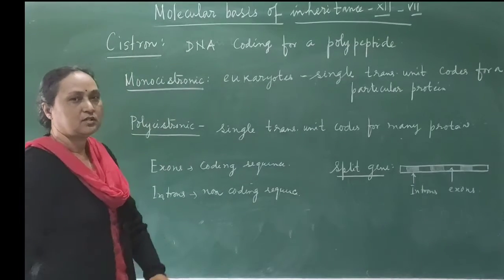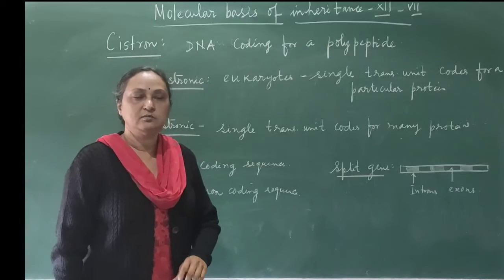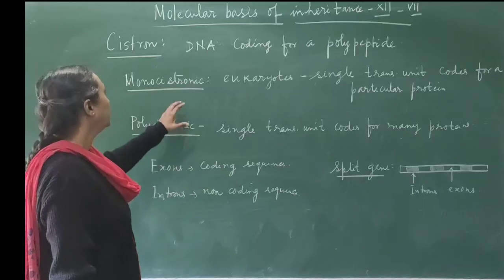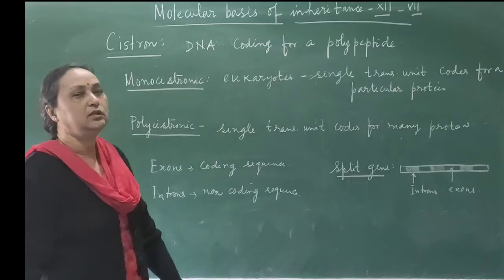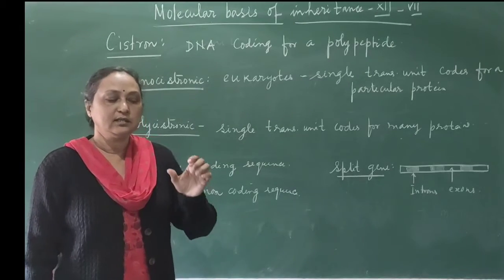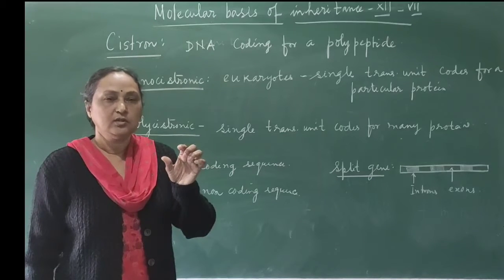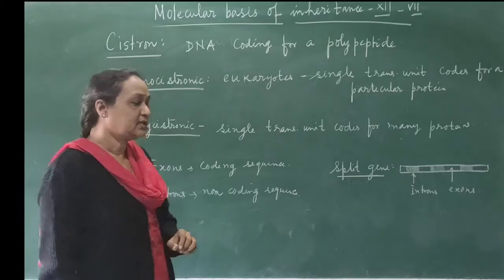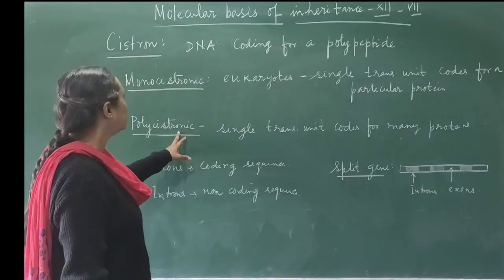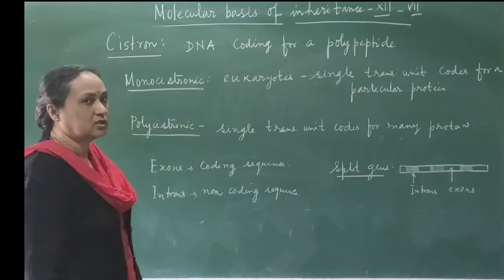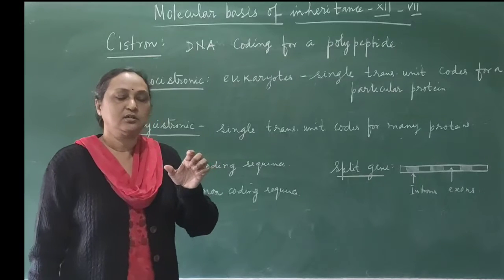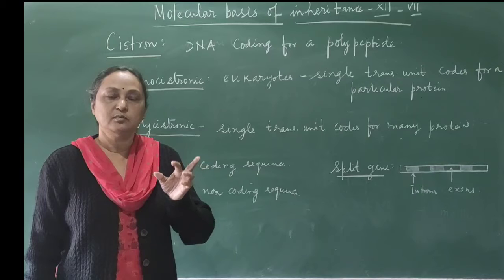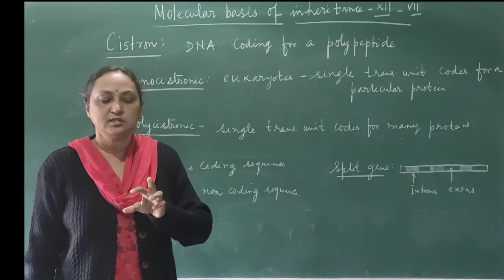Cistron is of two types: one is monocistronic, another is polycistronic. Monocistronic is found in eukaryotes, and here the specific cistron will make the specific polypeptide of the proteins, whereas in prokaryotes the cistron is polycistronic. The same cistron can make many proteins, so that is the difference between monocistronic and polycistronic.